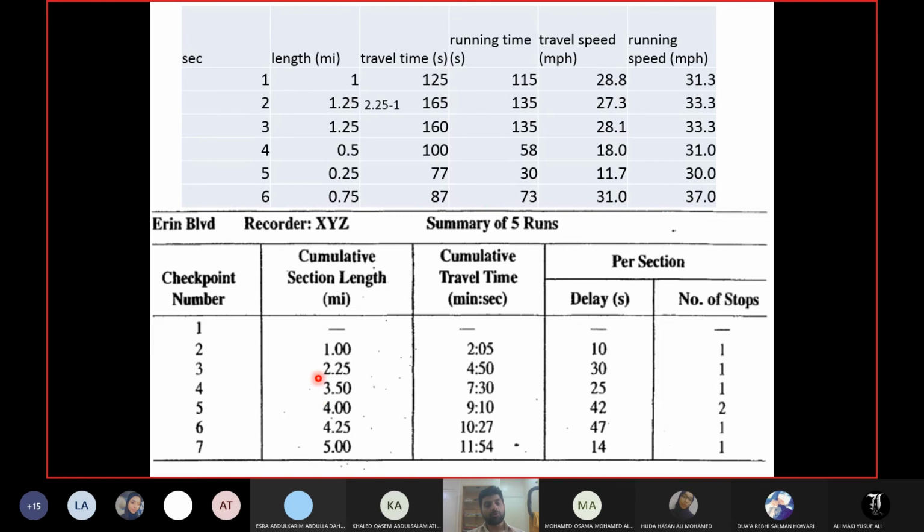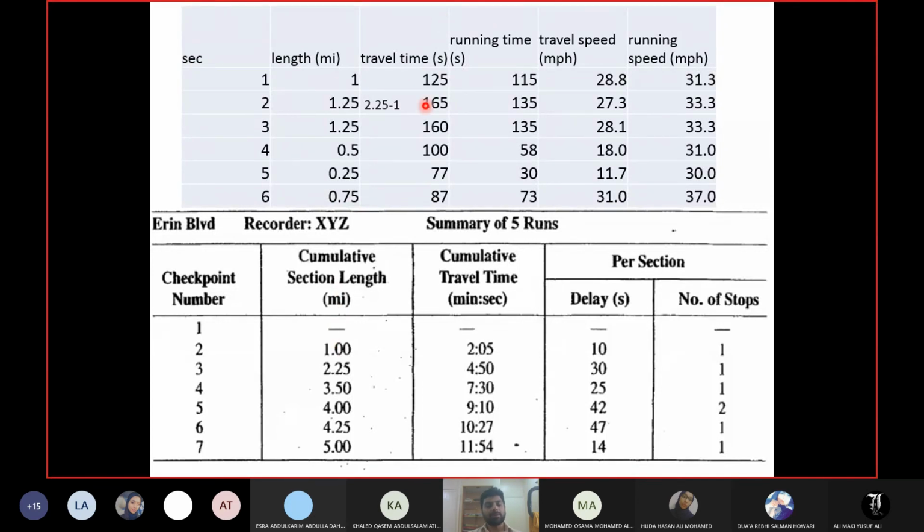For section 3, which is between 3 and 4, I'll subtract 2.25 from 3.5. Because 2.25 is up to 3 and 3.5 is up to 4 from point 1, both of them. So you take the difference of them, you get the distance between 3 and 4. It will come out to be 1.25 and so on. So each time for the length of each section, you will take the difference of the 2 consecutive cumulative values.